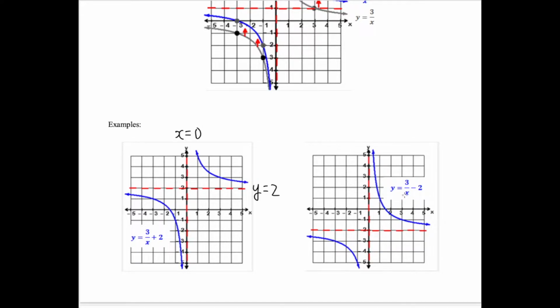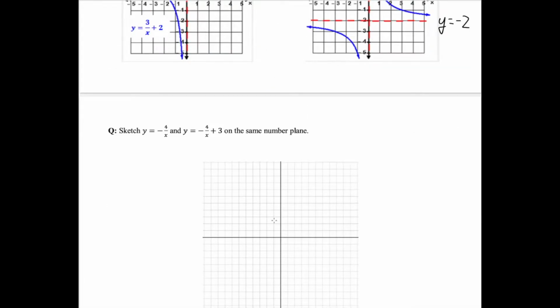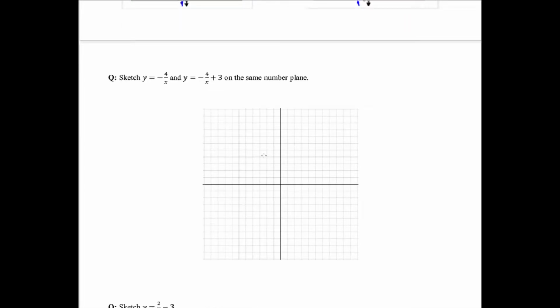This is the hyperbola y equals 3 over x shifted down 2 units. As you can see, the horizontal asymptote is now y equals minus 2, and the vertical asymptote is still the same, x equals 0. So basically, the number that you see here will become the new horizontal asymptote. Alright, let's go through an example.